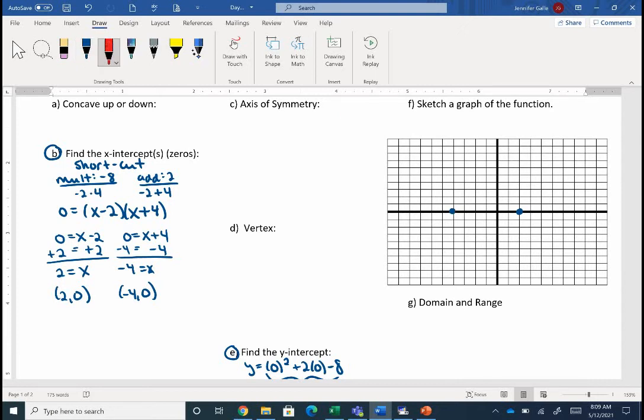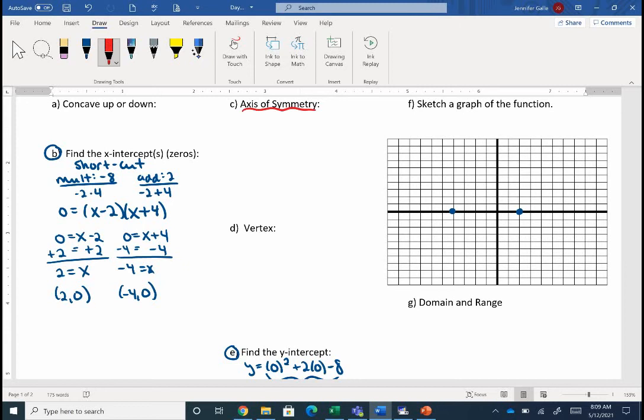We know, after all the work we did last unit, we know that our graph is symmetric. So I know that if I fold my graph in half, those two x-intercepts need to match up. And the place where I fold my graph in half, guys, that's the axis of symmetry.